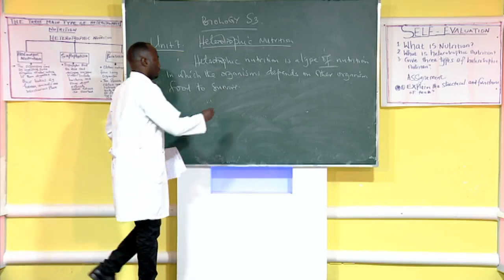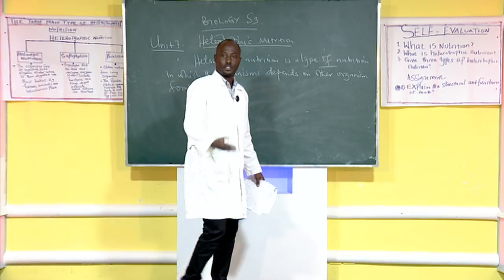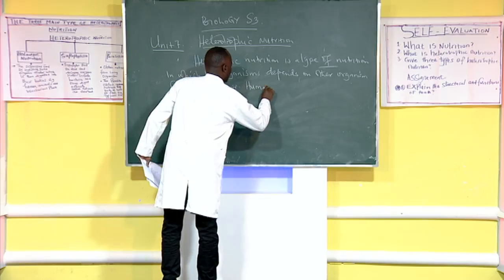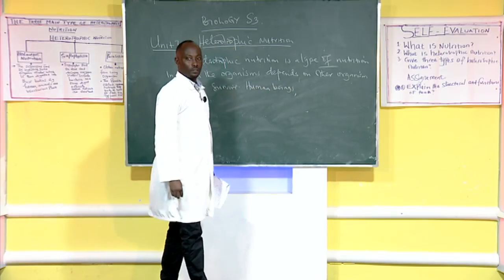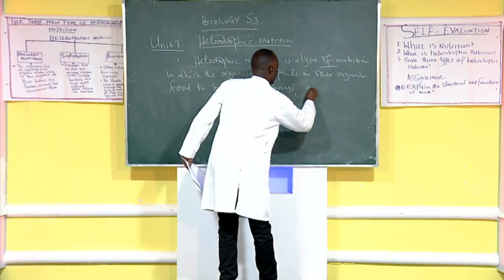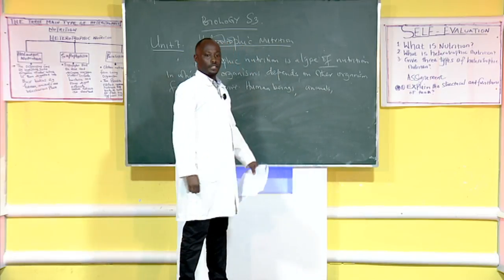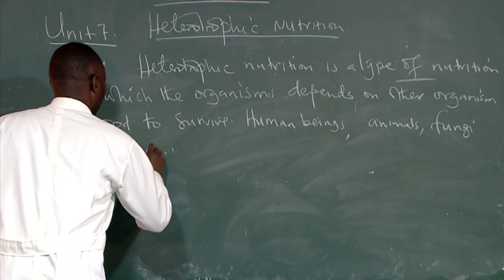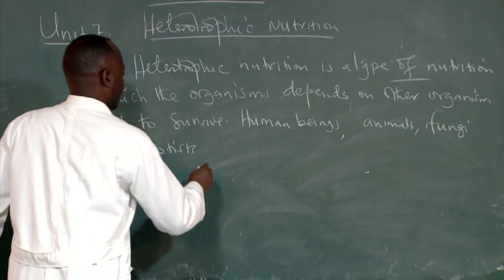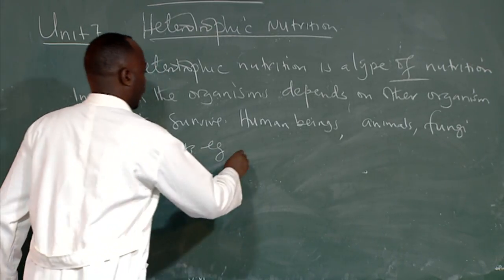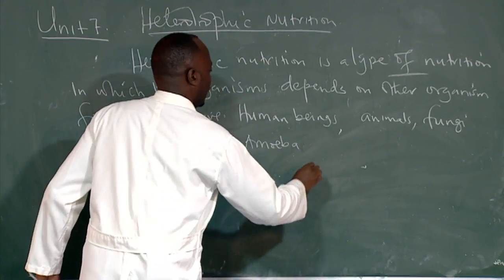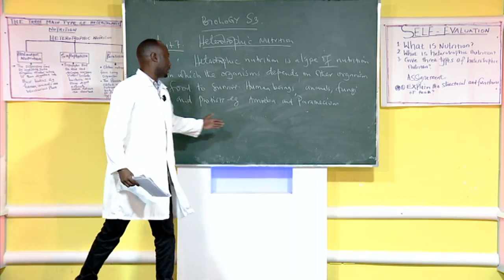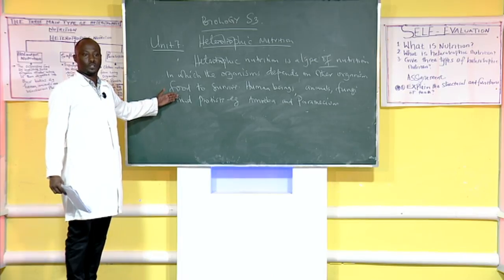Can we have examples of heterotrophs? Students, give me examples of heterotrophs. There are humans, human beings. Yes, good. Animals. Yes, fungi. Good. And protists, for example amoeba and paramecium. So these are the examples of heterotrophic nutrition.